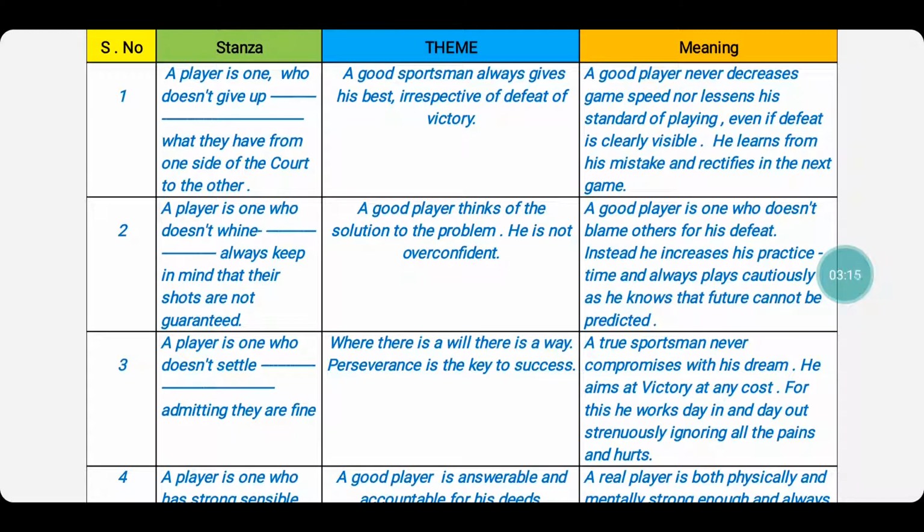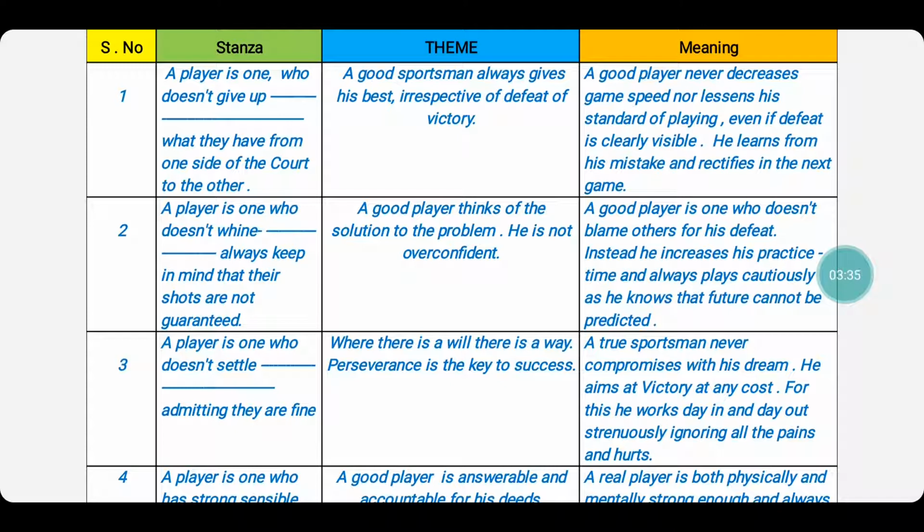A player is one who doesn't give up at the sight of defeat, but learns from their mistakes and puts them beneath. A player is one who doesn't give up at the second sound of a buzzer, always giving what they have from one side of the court to the other.